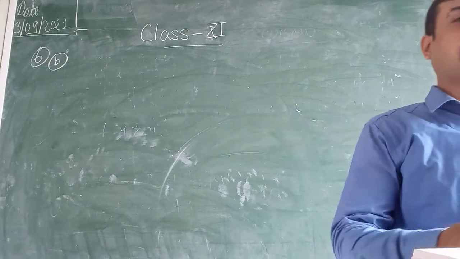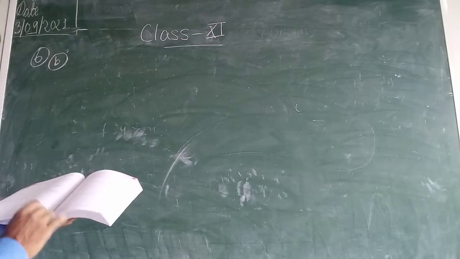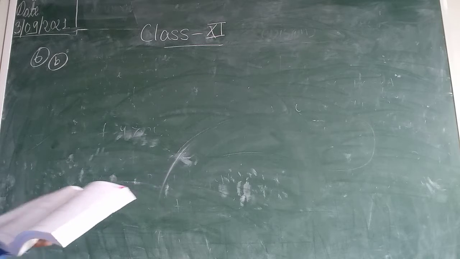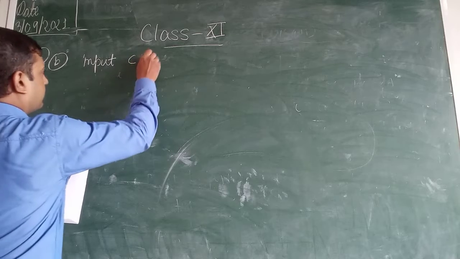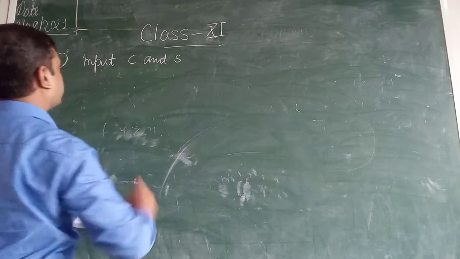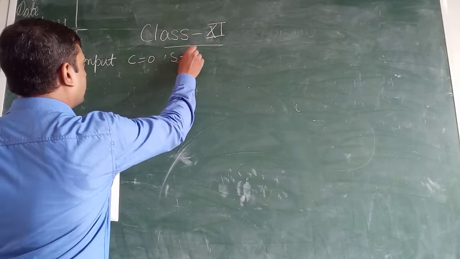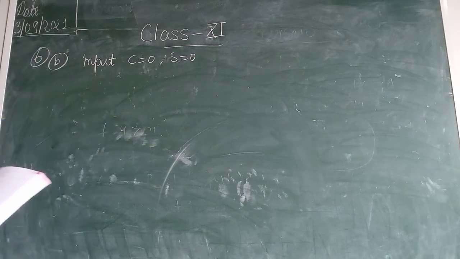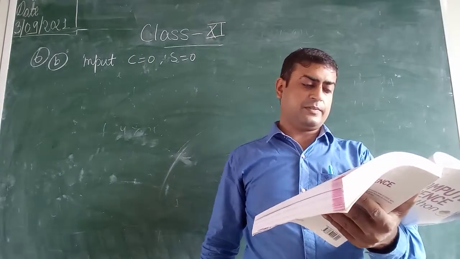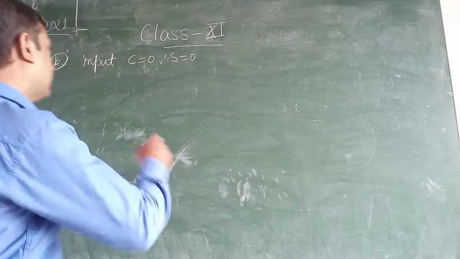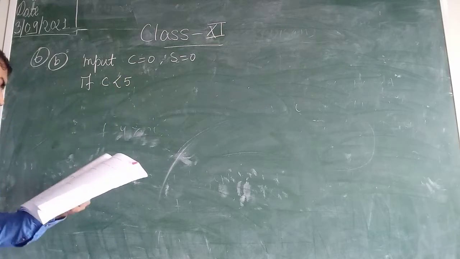6b. In this program, due to this example we can write this. You have to input two variables c and s. Input c and s. Okay? And you have to input the value c equal to 0 and s equal to 0 also. In the next case they are telling, this is the decision making, c is less than 5. So you have to use if condition. If c is less than 5, then what should do?